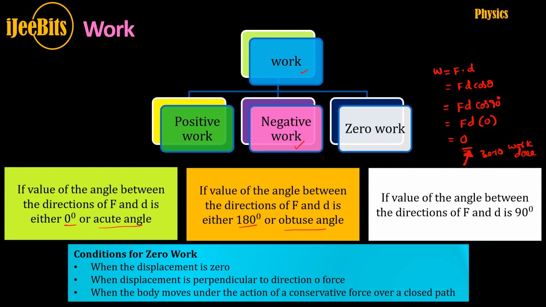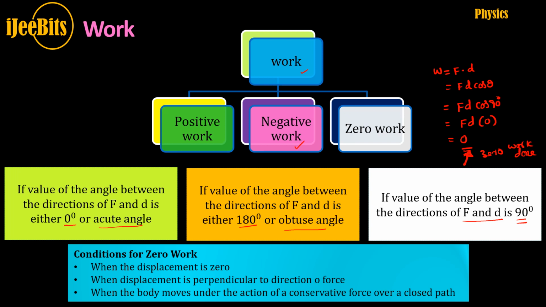In case the angle between F and D is 90, look at this: F D cos theta, theta is 90, cos 90. What is the trigonometric value for cos 90? Which is 0. So F D multiplied by 0 is 0. If the angle between F and D is 90, then work done would be 0.